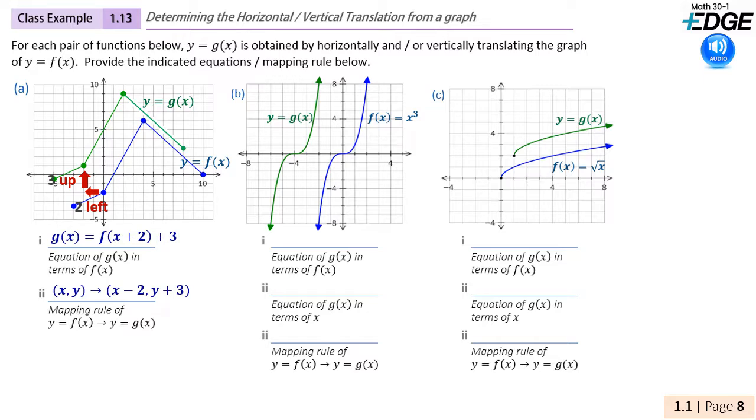In our first example, we see the original graph in blue and the transformed graph in green. By looking at the leftmost endpoint, we can determine that the graph has been shifted 2 points to the left and 3 points up.